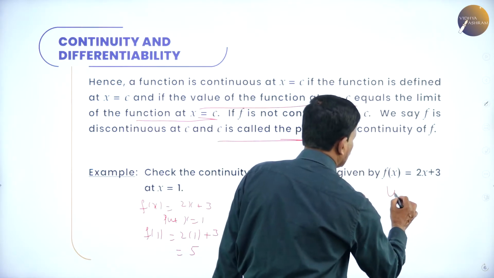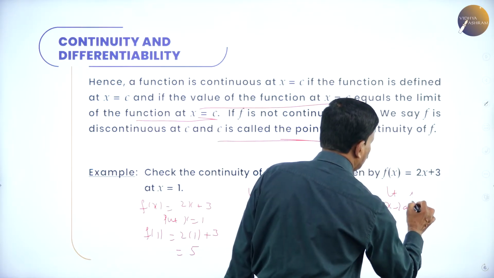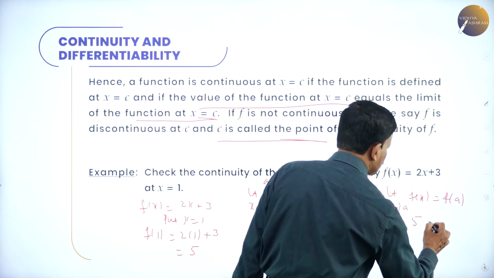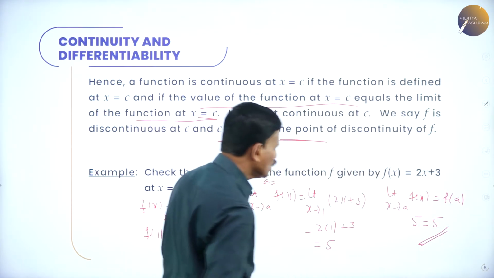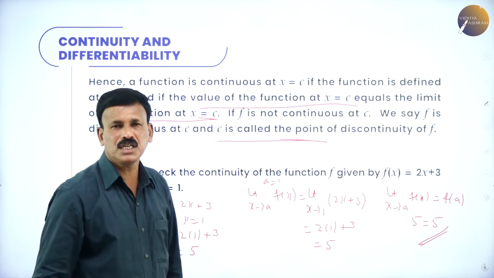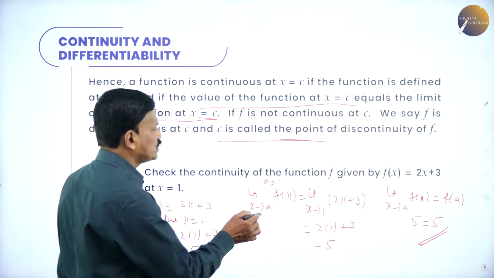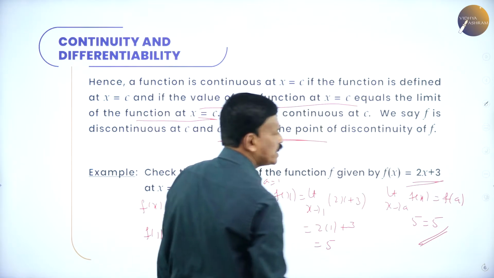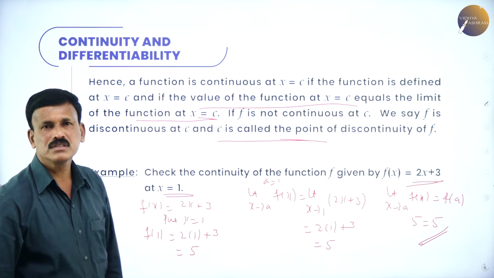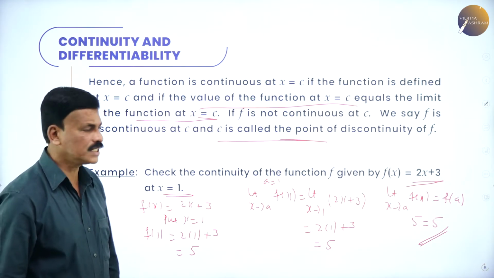So what do you say? Limit x tends to a of f of x is equal to f of a, that is 5 is equal to 5. So the limit value is equal to the functional value, therefore the given function f of x is equal to 2x plus 3 is continuous at x is equal to 1.